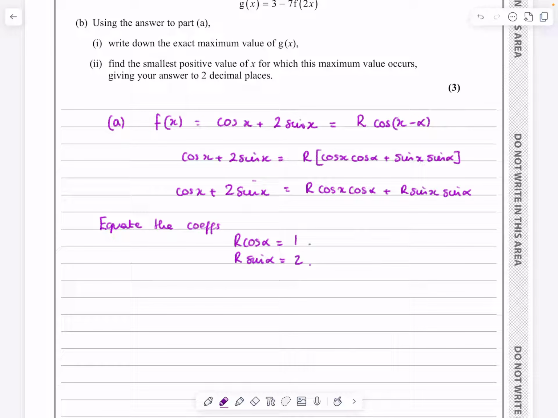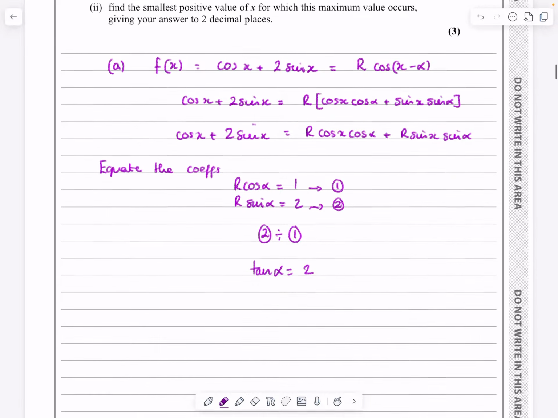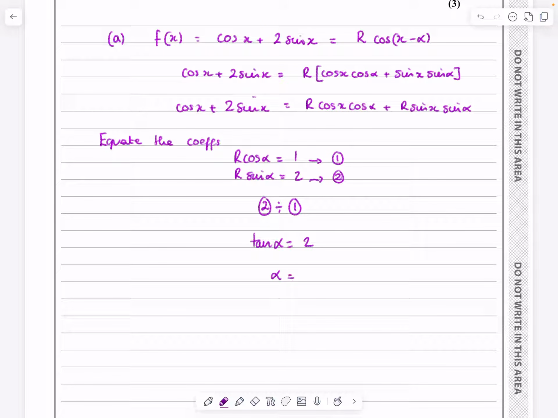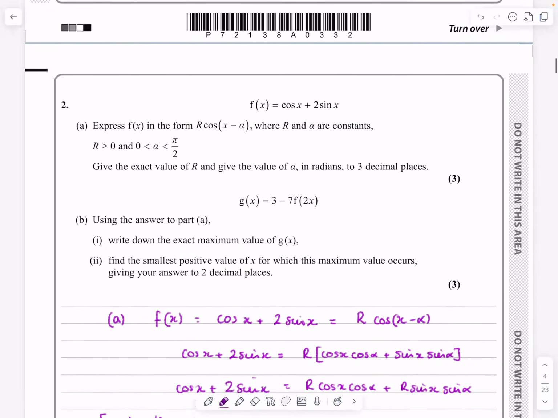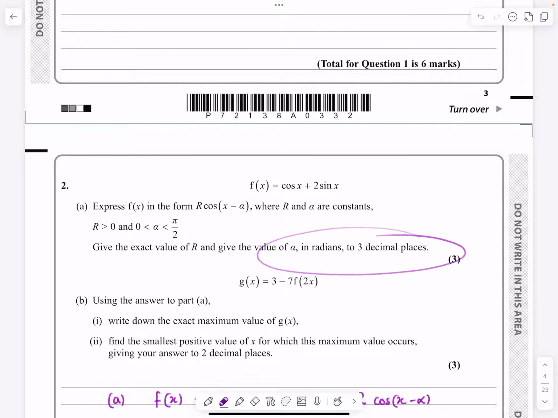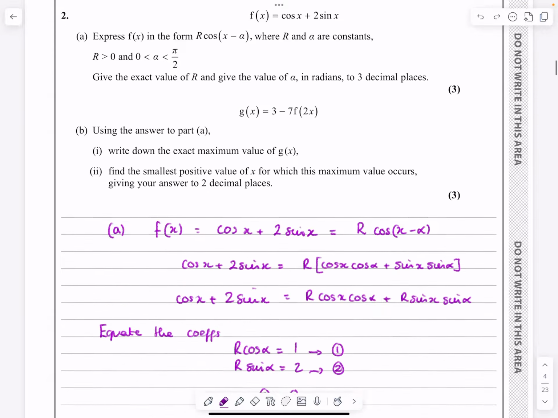Now, hopefully you practice these and you know we always end up with very, very similar statements there. If I call one of them equation 1 and one of them equation 2, if I now do 2 divided by 1, we get sine over cos there, the R's cancel, so we're going to get tan alpha equals 2, so I can work out what alpha is. Let's just go back and check. Yeah, it will have said radians and to 3 decimal places.